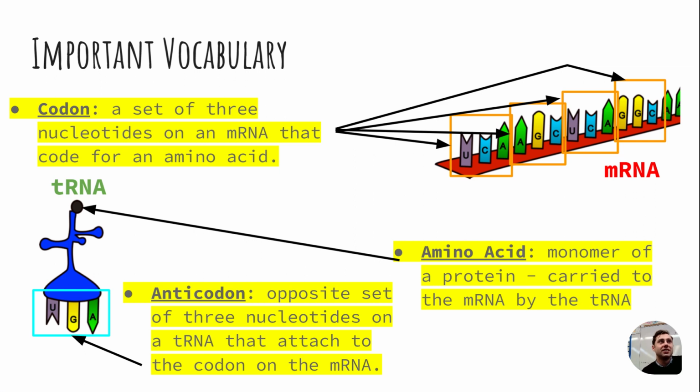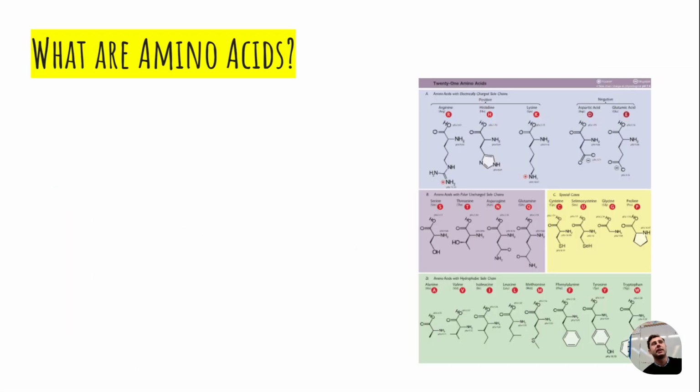So amino acid, a monomer of a protein. It's carried to the mRNA by the tRNA. Again, reminder from Unit 2, reminder from last class, reminder from the class before that. You're made up of proteins. Proteins are very important. And proteins are just long chains of amino acids. All right. So we got that.